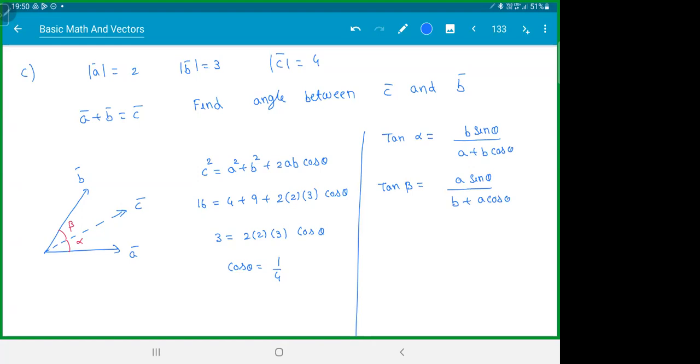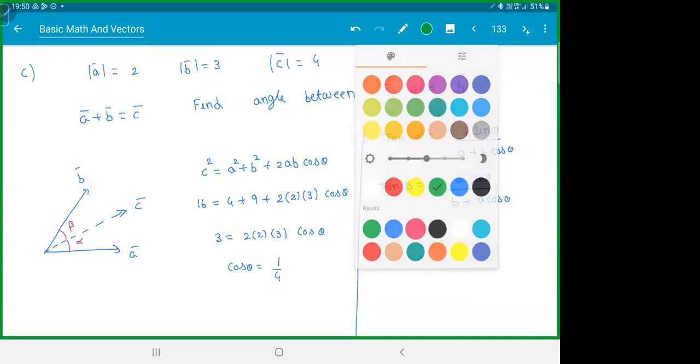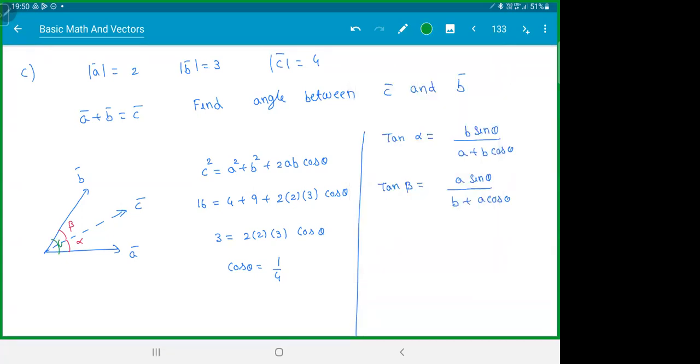I didn't ask you theta. Theta will be this angle. Theta is the angle between both of them. I didn't ask you that. I want beta, angle between C bar and B bar. So once I got cos theta 1 by 4, sin theta will be root over 1 minus cos square theta. That will be root 15 by 4. 1 minus 1 by 16.